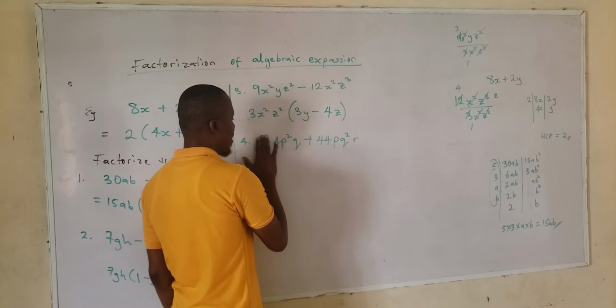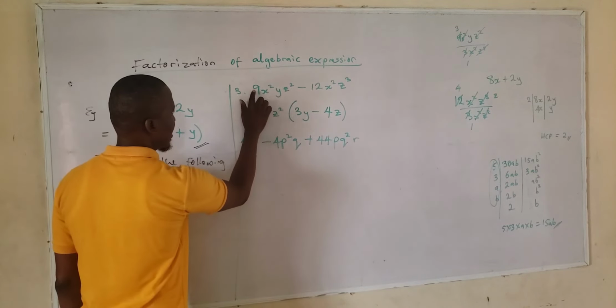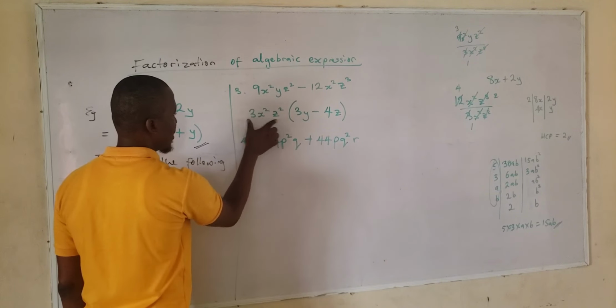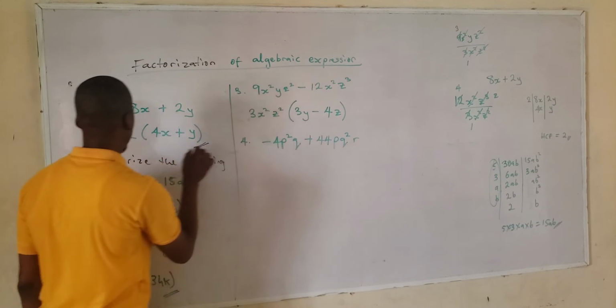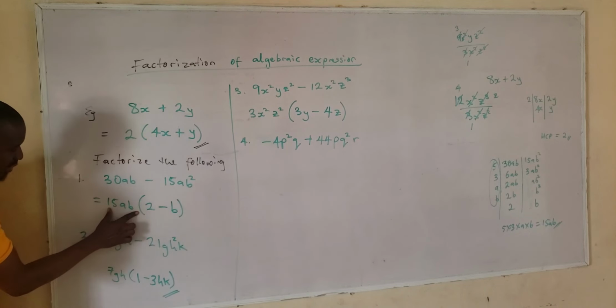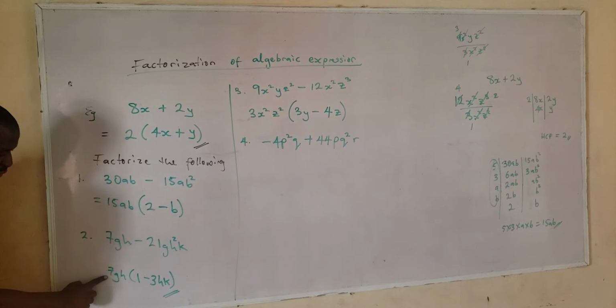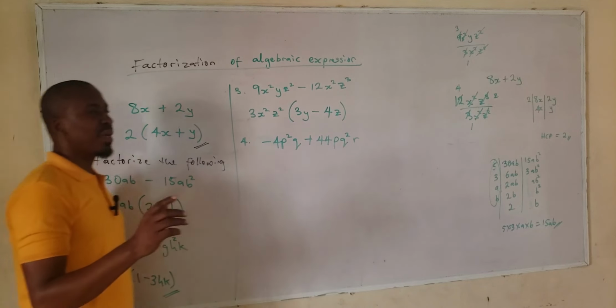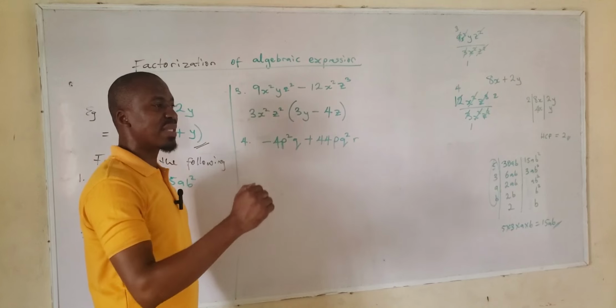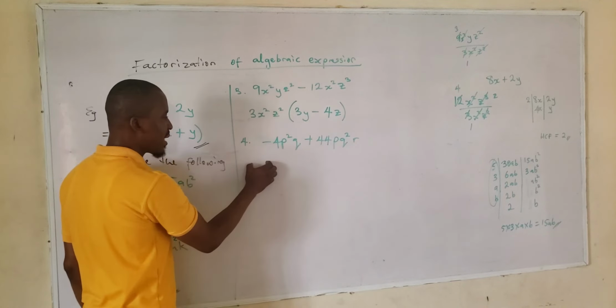There's a negative outside. Whenever you look at these ones, the number that we brought out is positive. The number that we brought out is positive. The number that we brought out here is also positive. The number that we brought out here is also what? Positive.